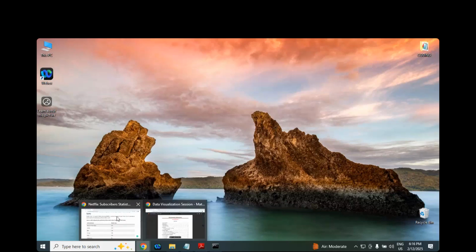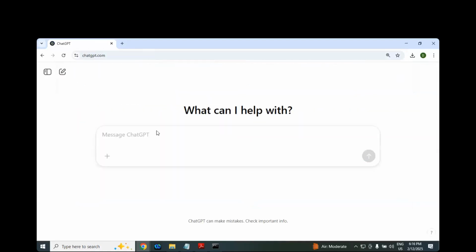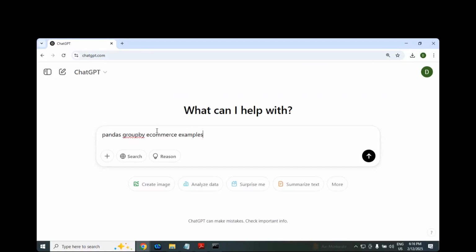Go to ChatGPT. Go to what exactly, sir? ChatGPT. And pandas we are done, right? Pandas we are done. Take groupby topic. Pandas groupby e-commerce example. What example, sir? E-commerce example. You can just try to ask for the e-commerce domain. I need 25 examples. How many examples? See, straight to the point.